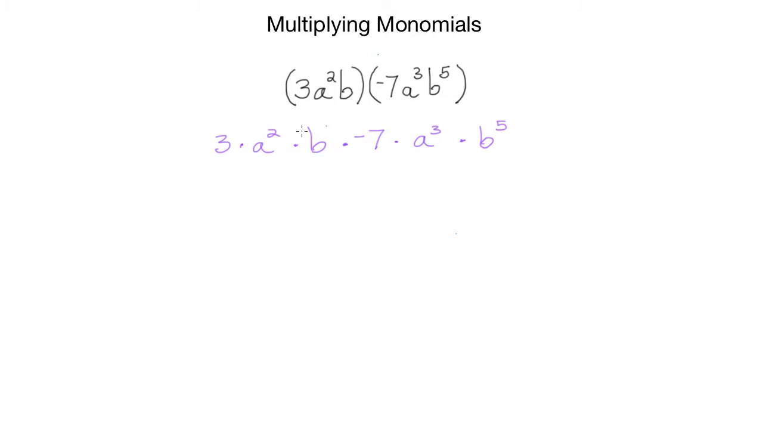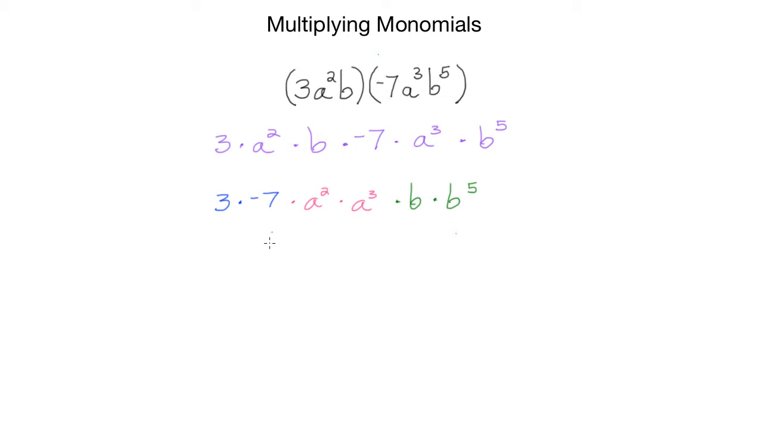So let's rearrange this whole thing. Let's put our numbers first, 3 times negative 7. Now let's do our a's, times a squared times a to the third. And let's do our b's, times b to the fifth. And we're just going to do some multiplication, some simplifying using our exponent properties, and simplify what this whole multiplication problem turns into.